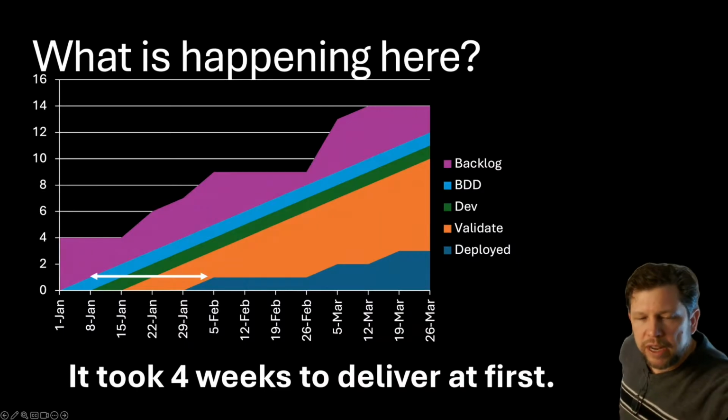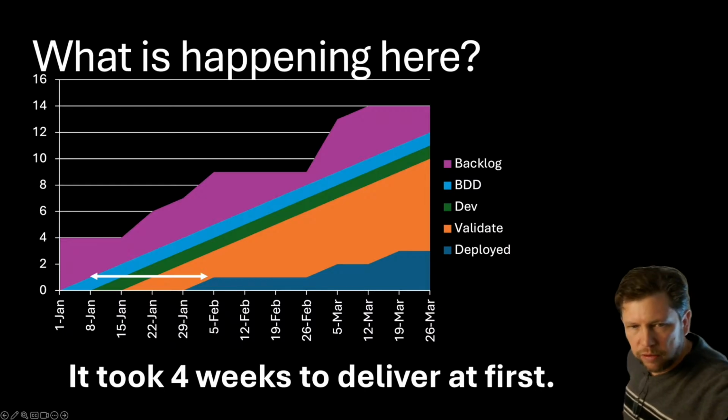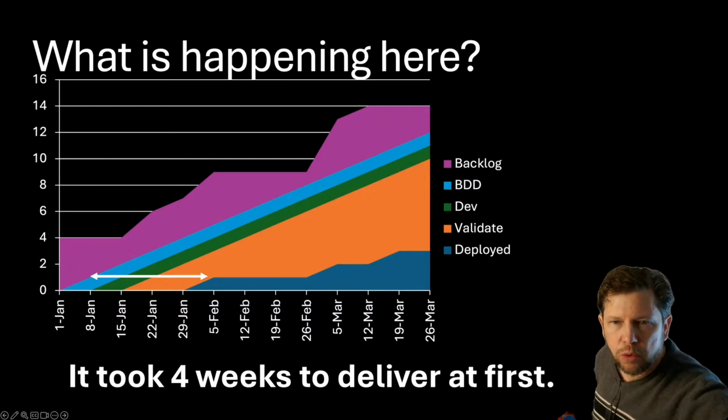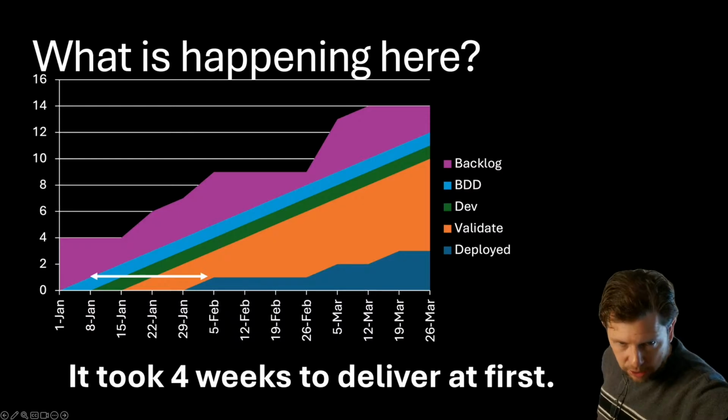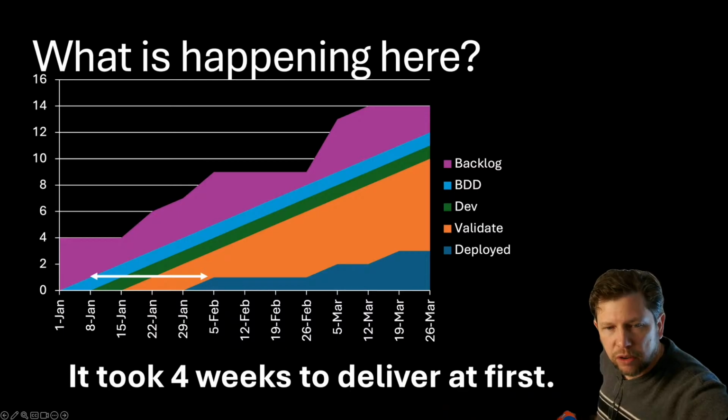So it took 4 weeks. If we measure across here, we can see how long it took us to deliver our first story. Well, it took 4 weeks. It took a week in the BDD scenario stage, a week in dev, 2 weeks in validation, and then we deployed it. So that took 4 weeks.